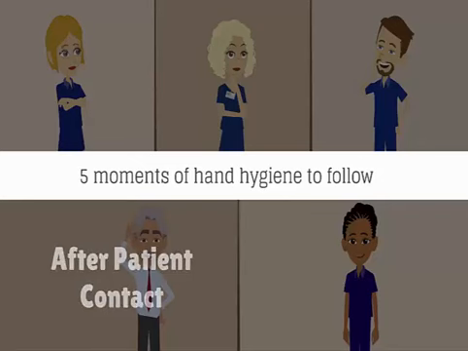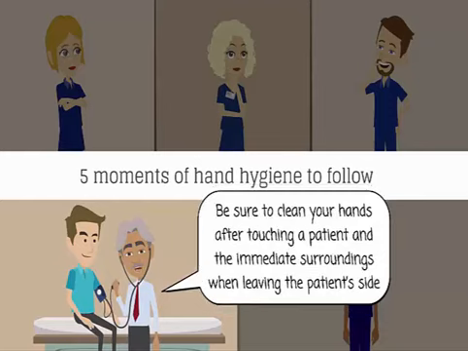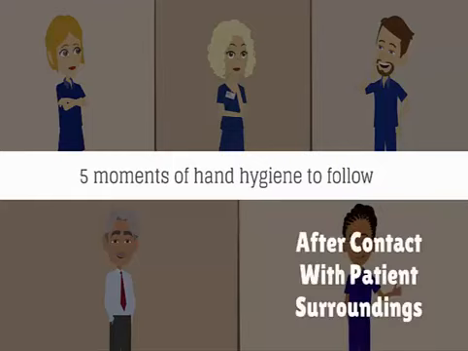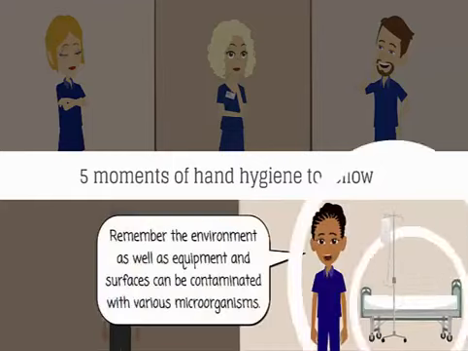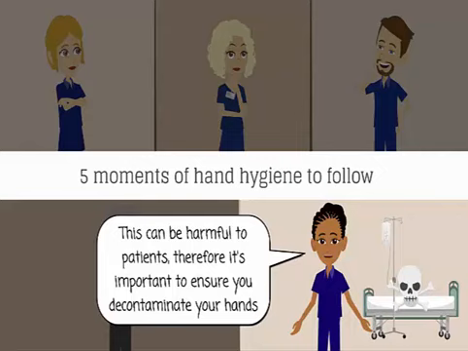After patient contact. It's important to use a hand rub or wash hands with soap and water when leaving the patient environment or following removal of gloves. Be sure to clean your hands after touching a patient and the immediate surroundings when leaving the patient's side. After contact with patient surroundings. Remember the environment as well as equipment and surfaces can be contaminated with various microorganisms. This can be harmful to patients. Therefore, it's important to ensure you decontaminate your hands.